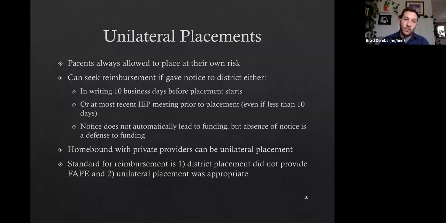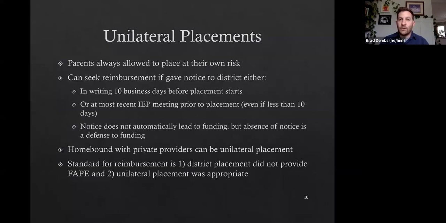Also, you should consider that having private providers provide in-home instruction or homebound services can be a unilateral placement. So if you feel like your child needs to be at home or can't access the school setting because of their disability, and the school district disagrees, you can let them know that you are providing private tutoring at home as a unilateral placement and ask them to provide it.